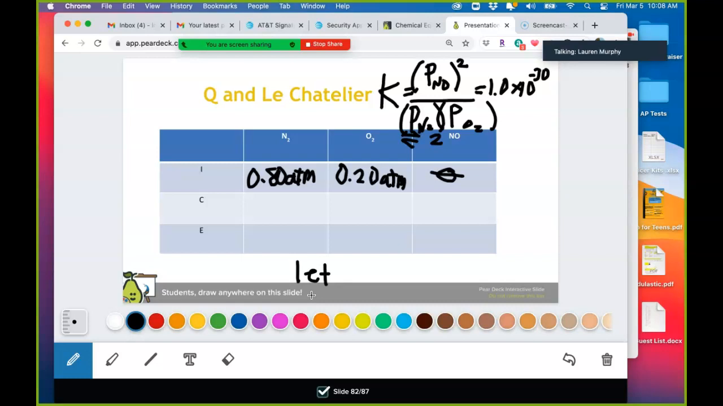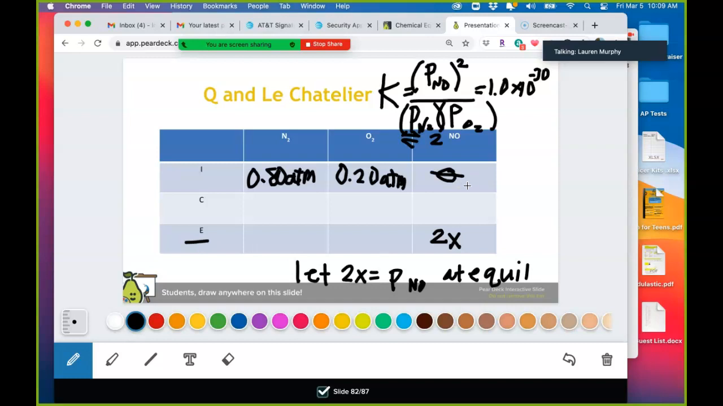So my strategy this time is to call this 2x, and the only reason I'm doing that is because I hate fractions. So let 2x equal the pressure of NO at equilibrium. Again, this is just so I don't have to work with fractions. If you called this x, then this would be 1/2 x and 1/2 x. Not a big deal.